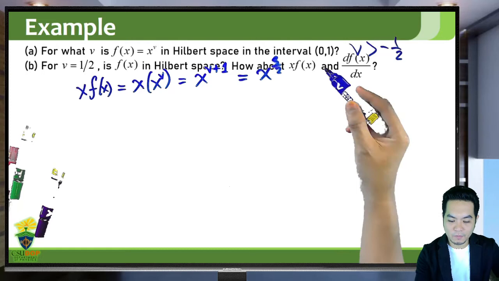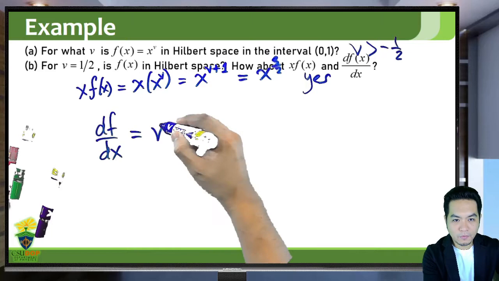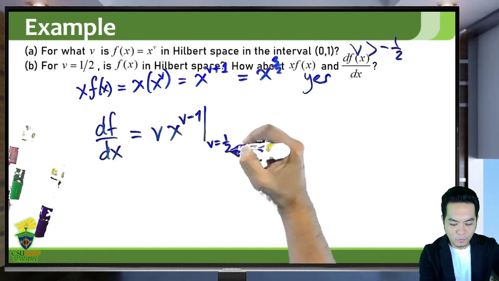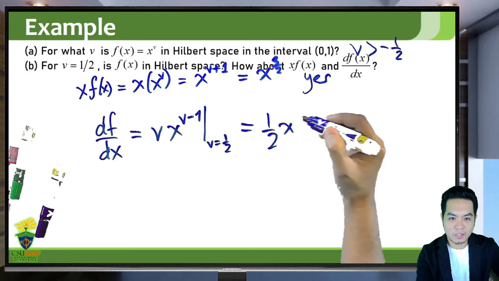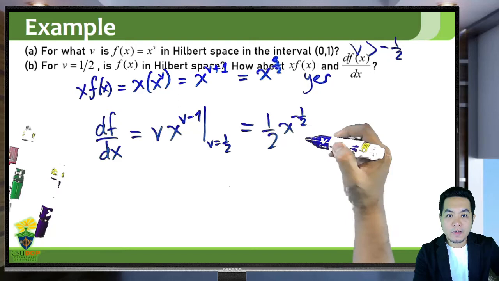How about the derivative of f with respect to x? If you take the derivative, you have v times x to the v minus 1. If you evaluate this at v equal to 1/2, you will get 1/2 x to the 1/2 minus 1, so 1/2 x to the negative 1/2. Okay, so the power of x here is now negative 1/2. So this is actually our new v.